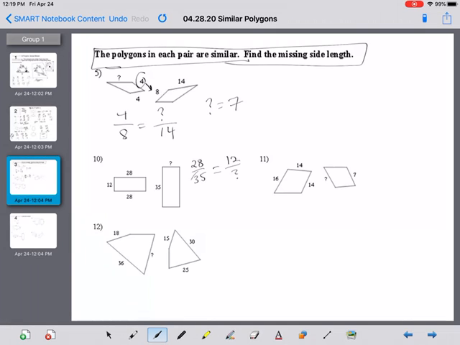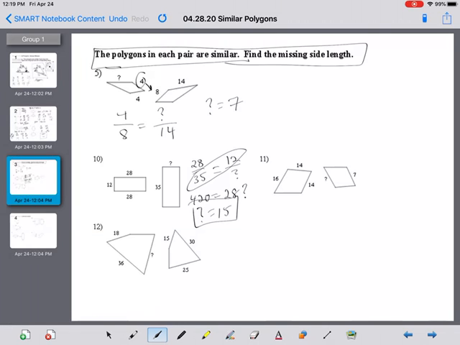So it'll be 35 times 12 is 420 equals 28 times the question mark. So then 420 divided by 28 is 15. Okay, go ahead, try 11 and 12.